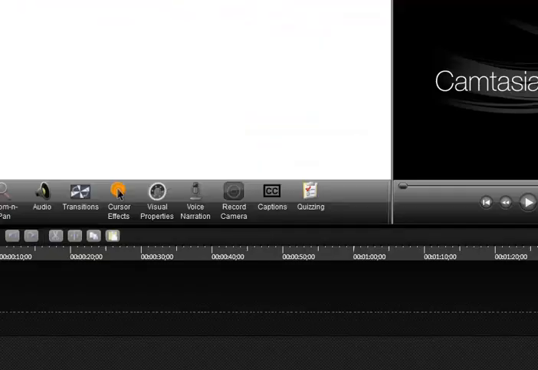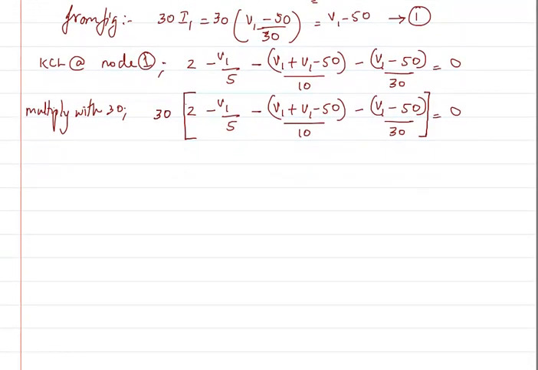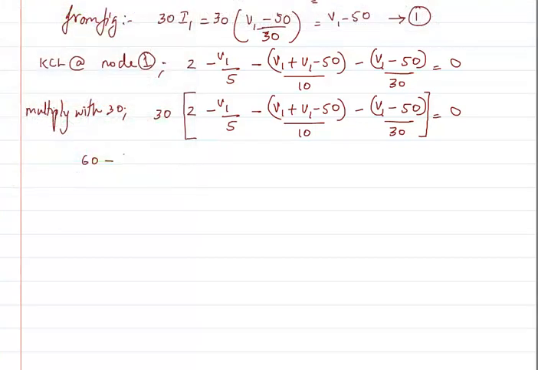So multiplying with 30, what will I get? Let me take it inside. So 30 into 2 is going to be 60 minus 30 and 5, we know that 6 into 5 will be 30. For the benefit of those who don't understand, 30 divided by 5 will basically be 6 times. So it will be 6. Using that principle, this one here will be 30 divided by 5, which is 6 times V1. Then minus, then again 30 and 10, 30 divided by 10, we know that it is going to be 3. So we will use that.